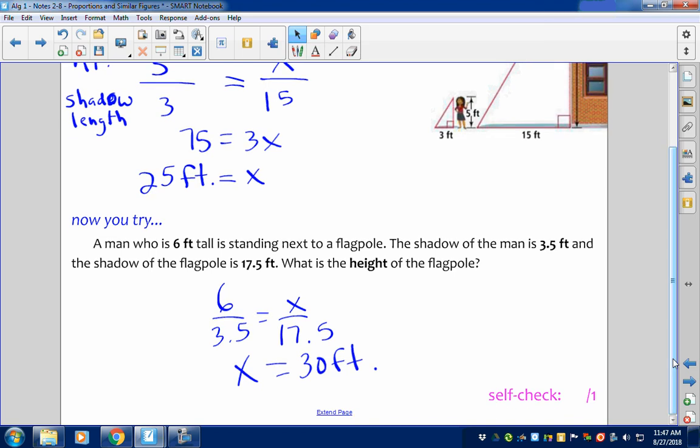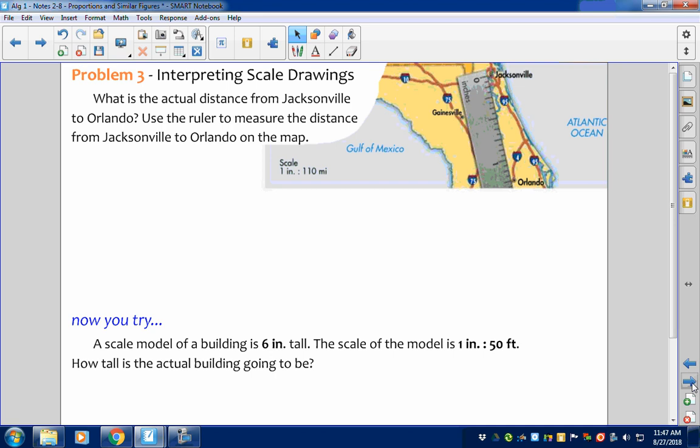And let's go on. Here's another application of it. It says interpreting scale drawings. It didn't show up very well on your packet, but I'll tell you what the length is here. What is the actual distance from Jacksonville to Orlando? What you'll see on the bottom left is 1 inch is to 110 miles. So that's what I start with.